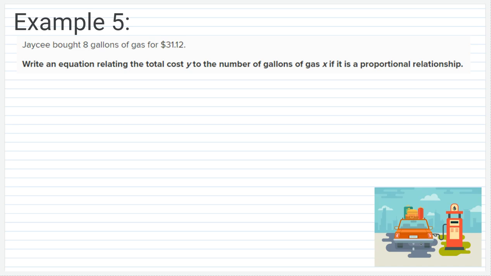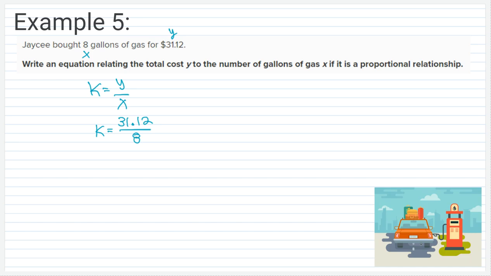And so if we're going to write this equation, because they don't tell us straight out what k is, we are going to have to do that calculation. And again, if we remember, k is equal to y to x, right? That ratio of y to x. So in our problem, they tell me that there's 8 gallons. Well, that's our x value. $31.12, that's our y value. So we're going to have our ratio 31 and 12/100ths to 8.